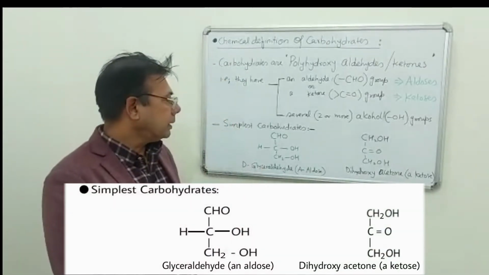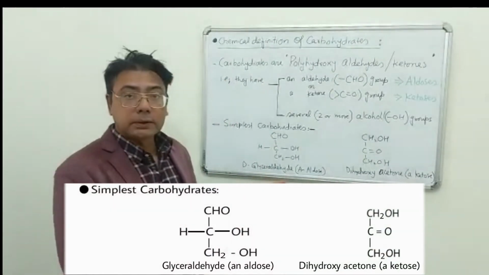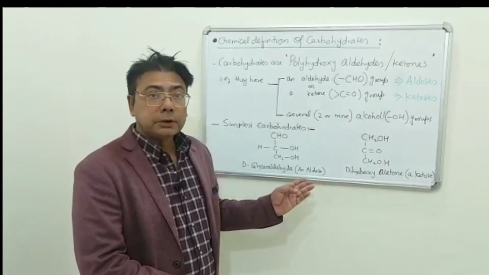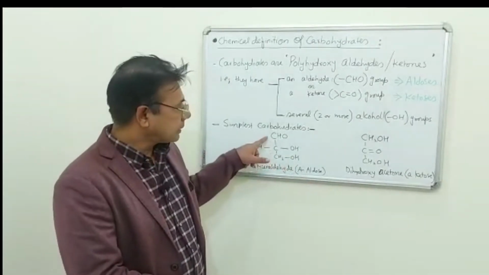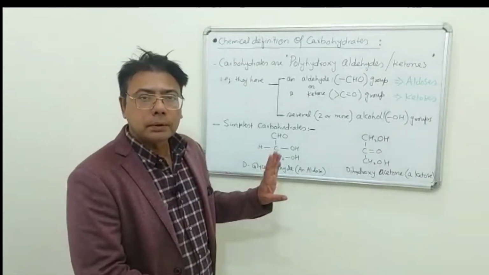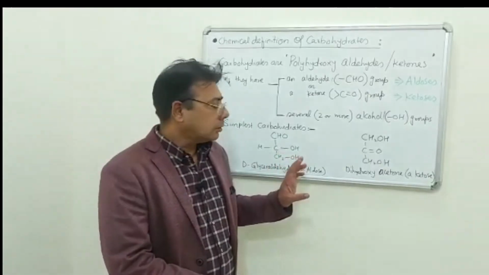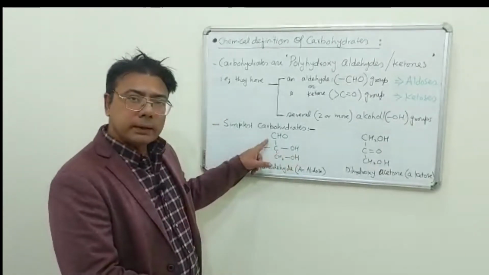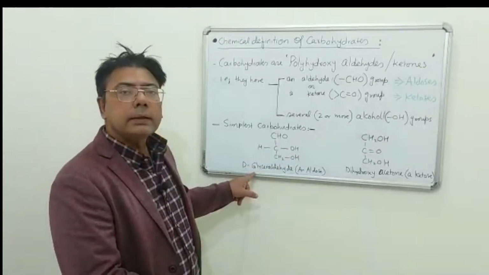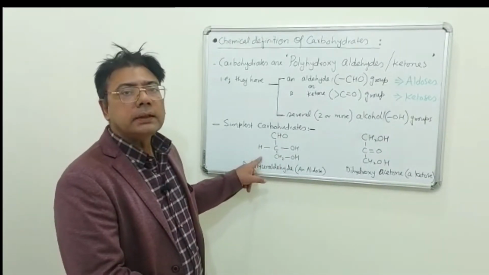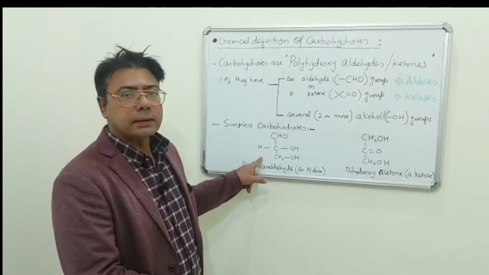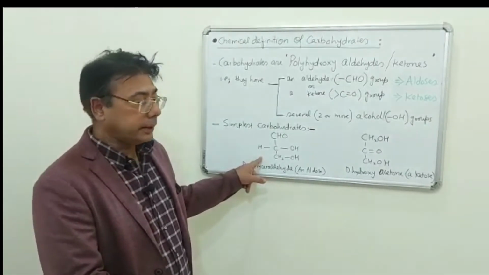As you can see here, in the category of aldoses, the simplest carbohydrate you can get should have one aldehyde group. As you can see here, this is an aldehyde group along with at least two OH groups. So, if you construct a molecule having one aldehyde group and two alcohol groups, what you get is glyceraldehyde. This is D-glyceraldehyde. So, this molecule is considered the simplest aldose carbohydrate.